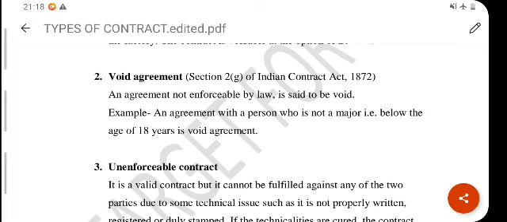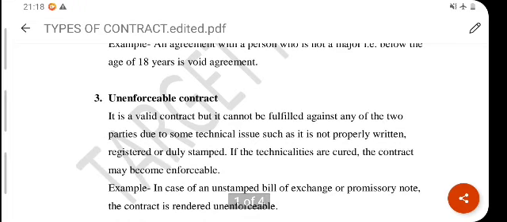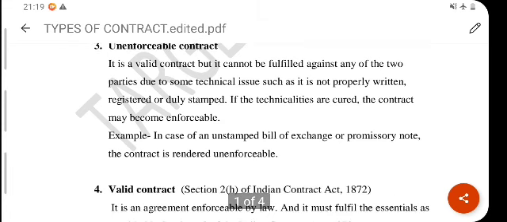The agreement is not yet turned into a contract, so it will be referred to as void agreement and not as void contract. Thirdly, unenforceable contract. It is a valid contract, but it cannot be enforced against either of the two parties due to some technical issue. For instance, it was not properly stamped, registered or properly written. So, if these technicalities are removed, the contract can become enforceable. For example, in case of an unstamped bill of exchange or promissory note, the contract is rendered unenforceable. But if we get them stamped later on, the contract can turn enforceable again.